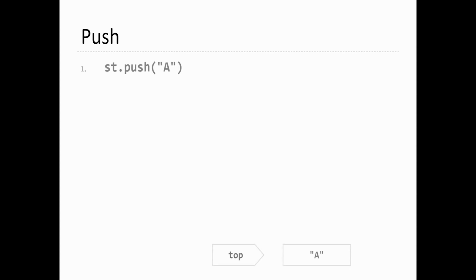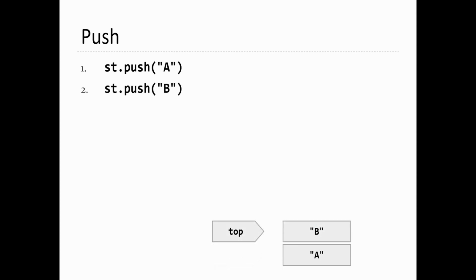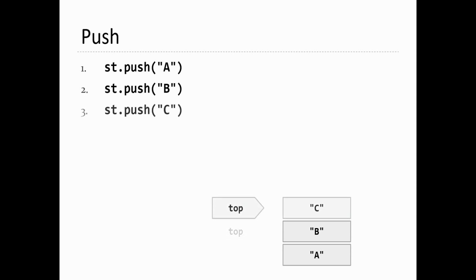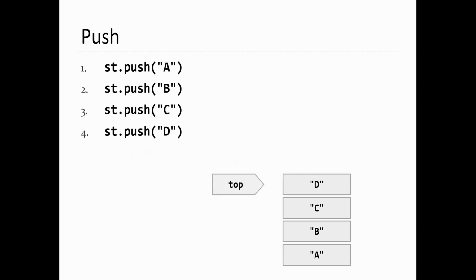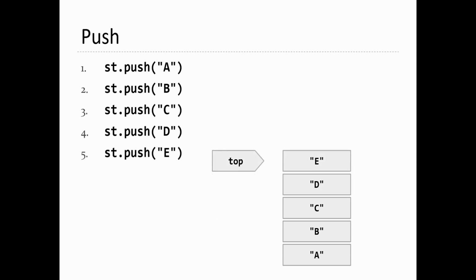So push, to illustrate. We start out with an empty stack. If I push an element onto an empty stack, so this is a stack of strings, you end up with a stack that has one element, and the top of that stack is that element that we just pushed onto the stack. If I push another element onto the stack, we now have two elements in the stack, and the B is now the top of the stack. And so on, and so on, and so on. So now we have a stack of 5 elements.